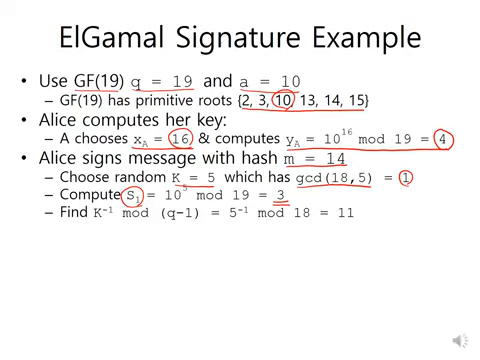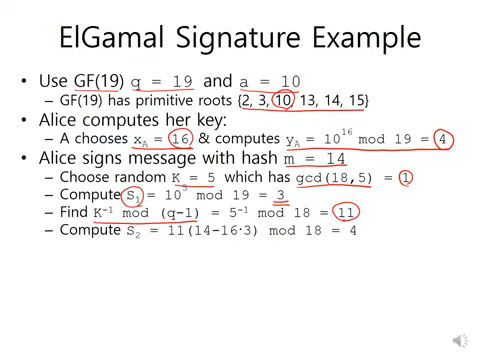And then we need to find the multiplicative inverse of K, mod phi of Q. So K inverse mod Q minus 1 would be 11. In order to find it, we need to use the extended Euclidean algorithm. So please do it by yourself. This is just the result of the computation. And then Alice can compute S2, which is 11 times (14 minus 16 times 3) mod 18. So this will be 4.